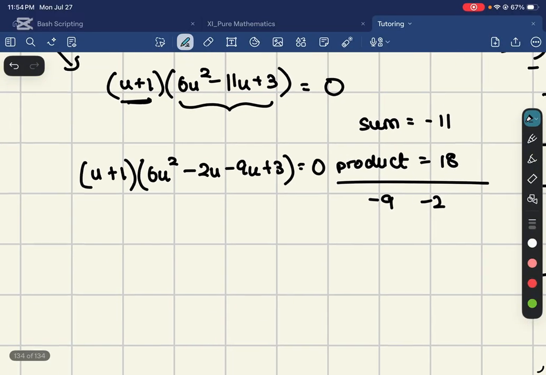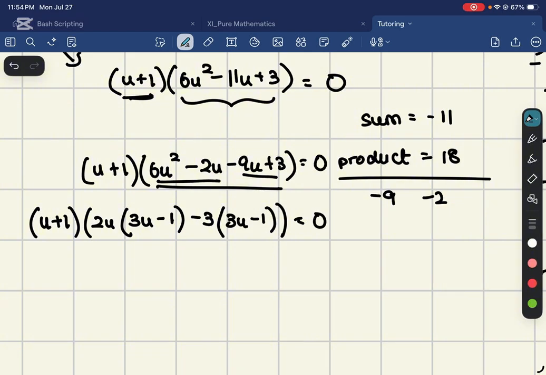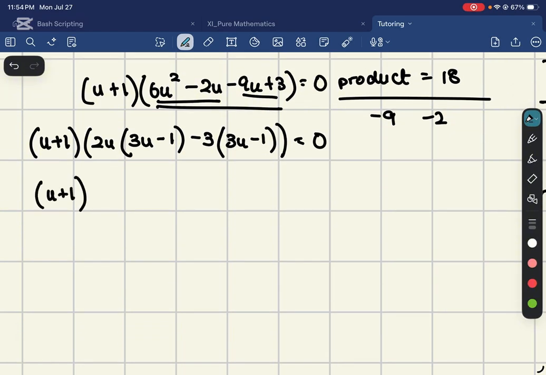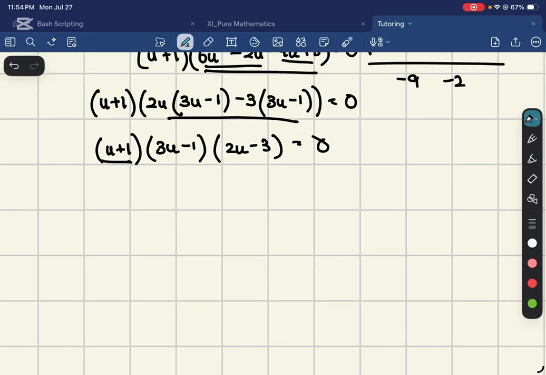Alright, and now I can write this as u plus 1 times this one. From the first two terms, I can factor out the 2u, and I can write it as 3u minus 1. And from my second term, I can factor out a negative 3, and I can write it as 3u minus 1. Alright, and now I can write my cubic equation as follows. If you factor everything out here, you get this expression.